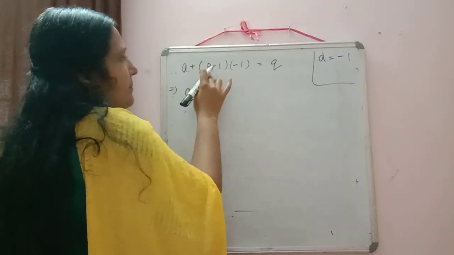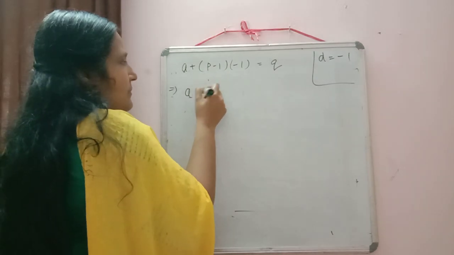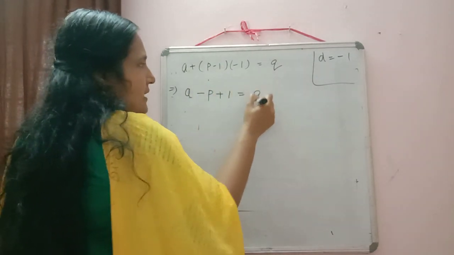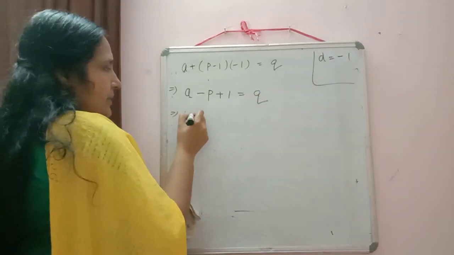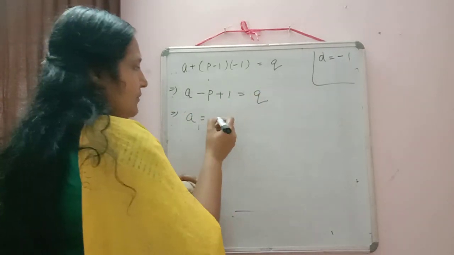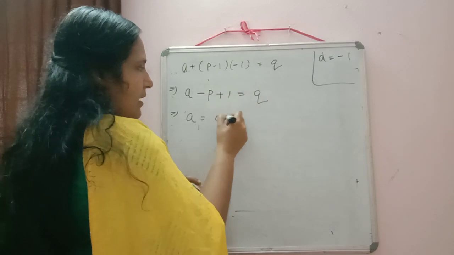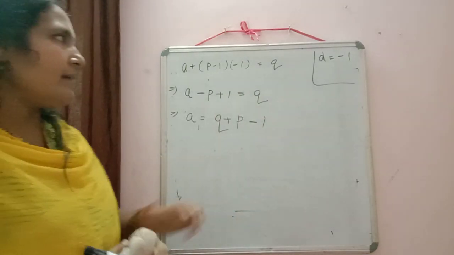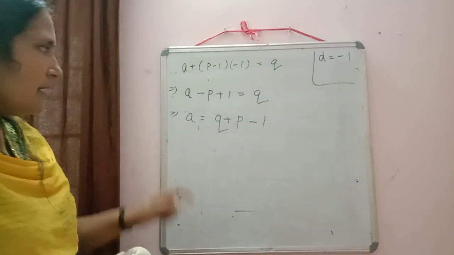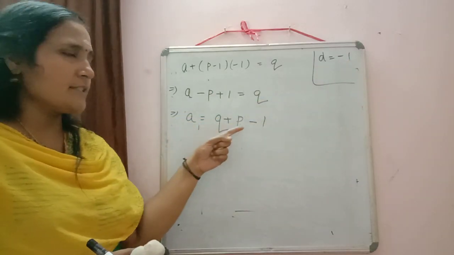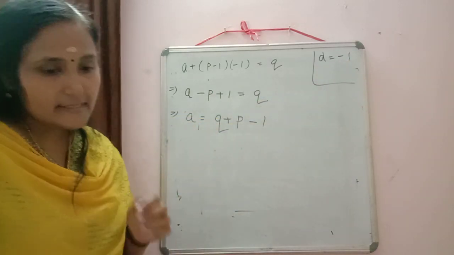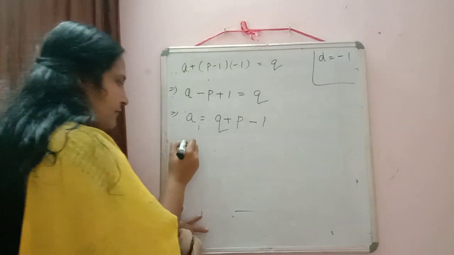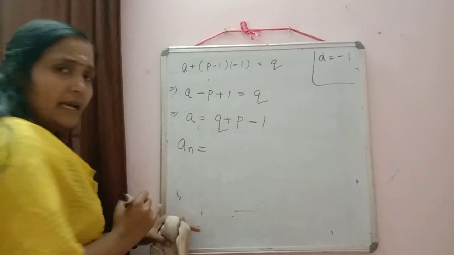Multiplying by a negative sign, it will be equal to minus P, minus into minus plus 1 is equal to Q. So from here we will get A is equal to Q plus P minus 1. So the value of D is minus 1 and the first term is Q plus P minus 1. Now what is asked in the question? Prove that its nth term. Now we have to calculate the nth term of the AP.